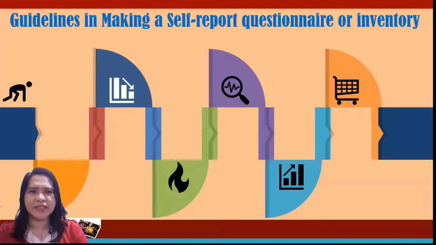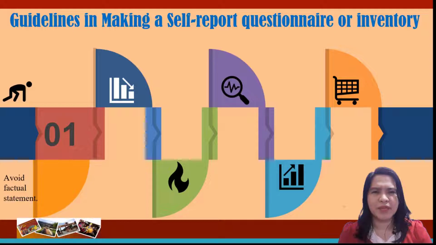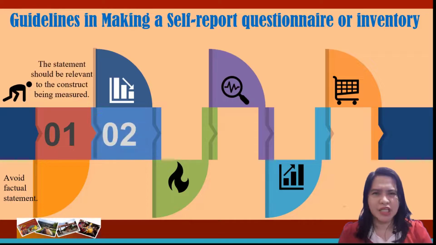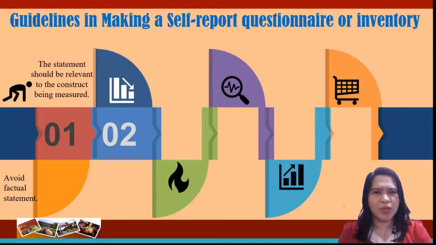Here are the guidelines in making your self-report assessment instrument. First, avoid factual statements such as the birthplace of President Duterte is Davao. This makes a true or false answer and not a Likert scale. Second, statements should be relevant to the psychological construct being measured. You should have only one topic because if there are too many topics, the student or the respondent might be confused.